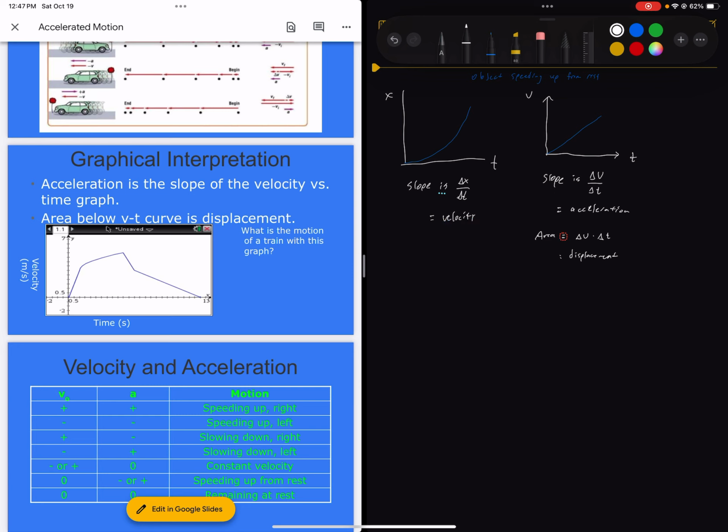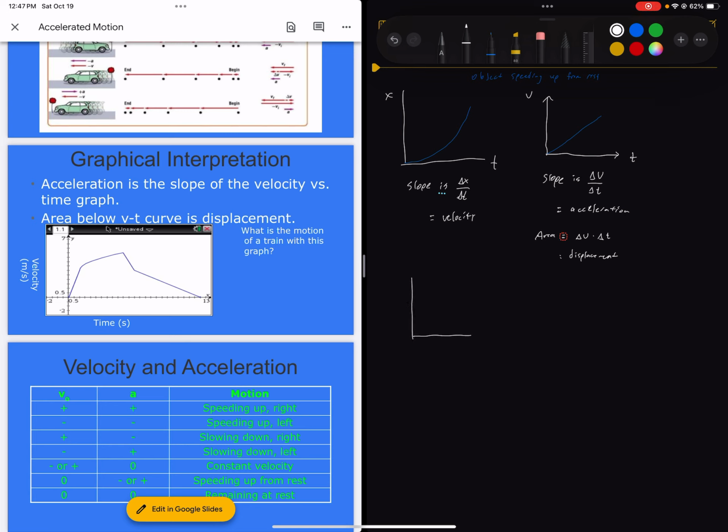Another important detail: if the graph is above the horizontal axis, that means you have positive velocity times a positive delta t, so you get a positive area. If the vt graph is below the horizontal axis, then you have a negative area. And then finally, I'll just draw it over here.